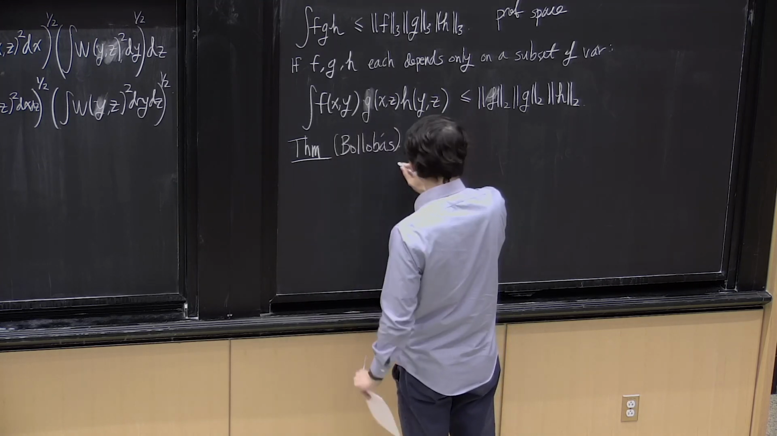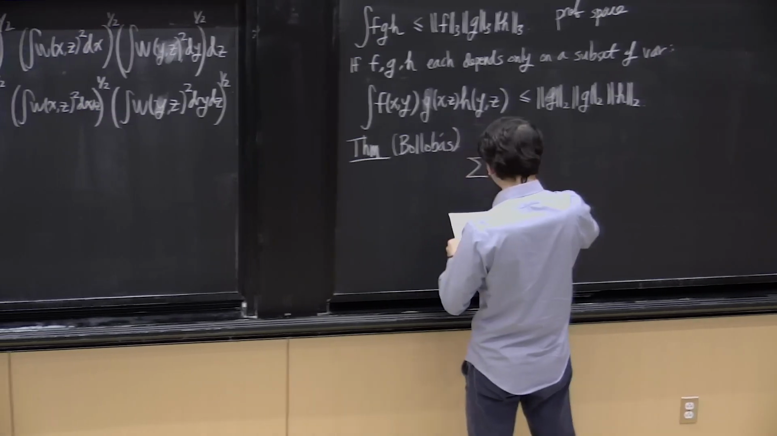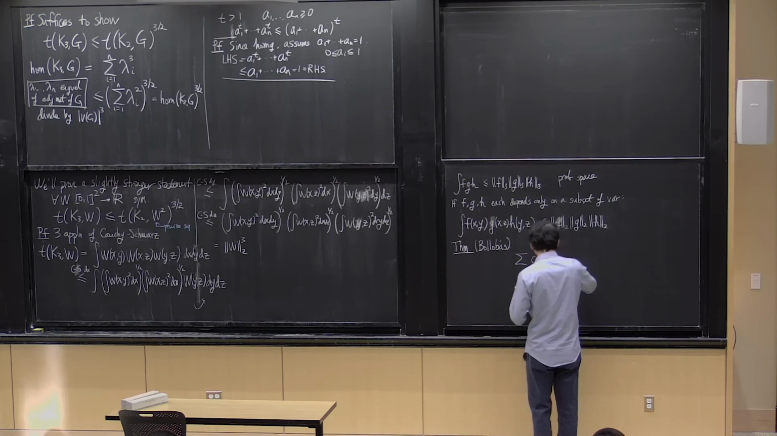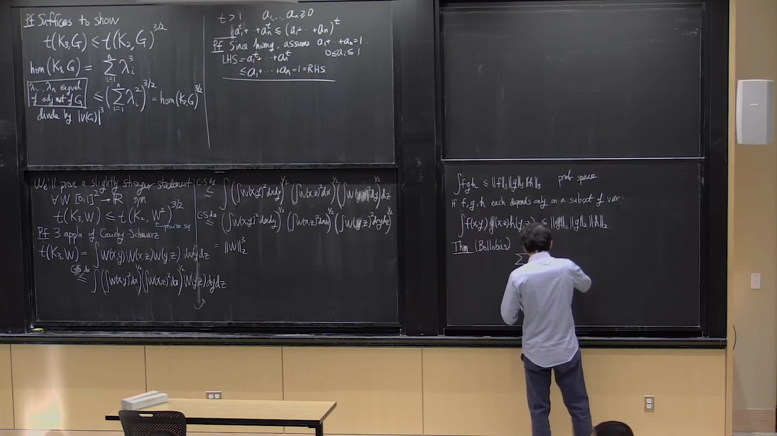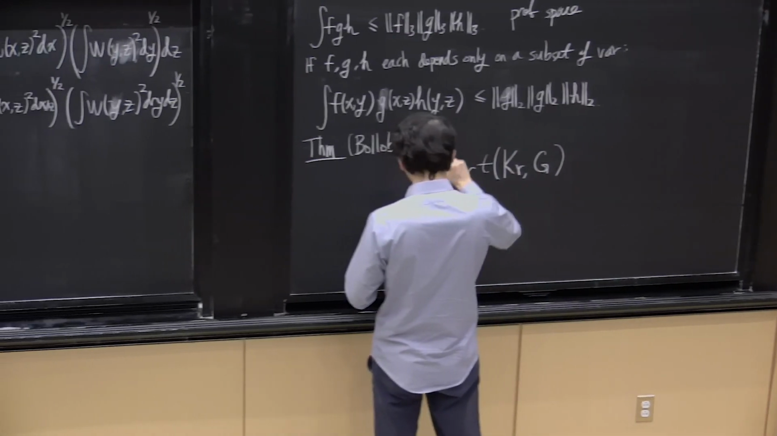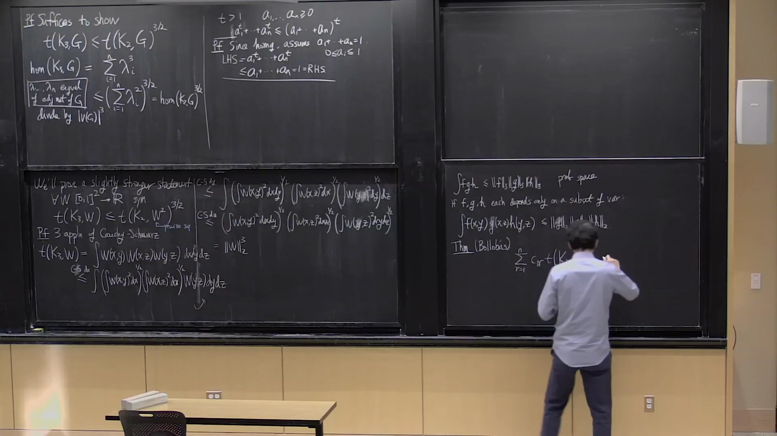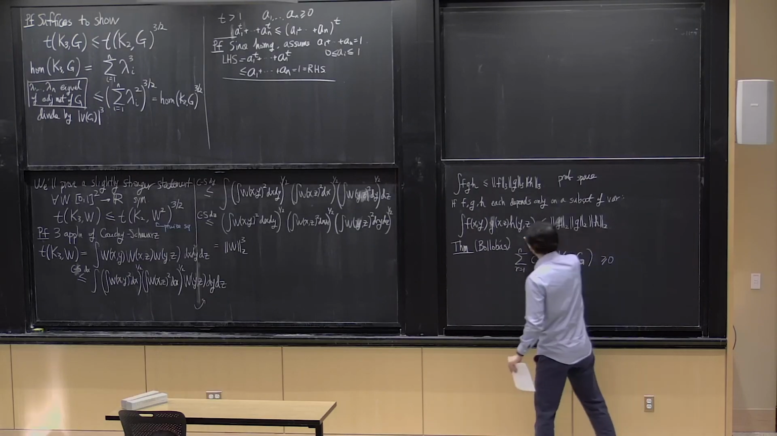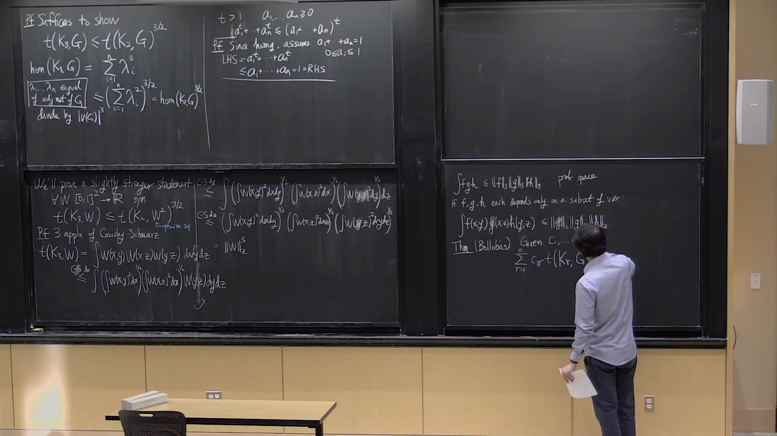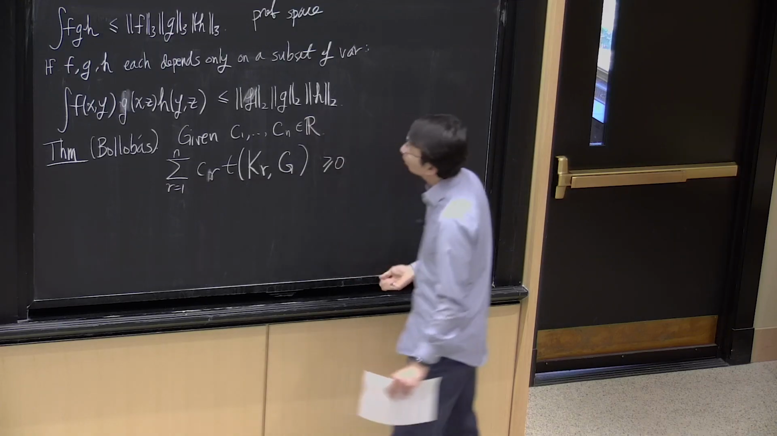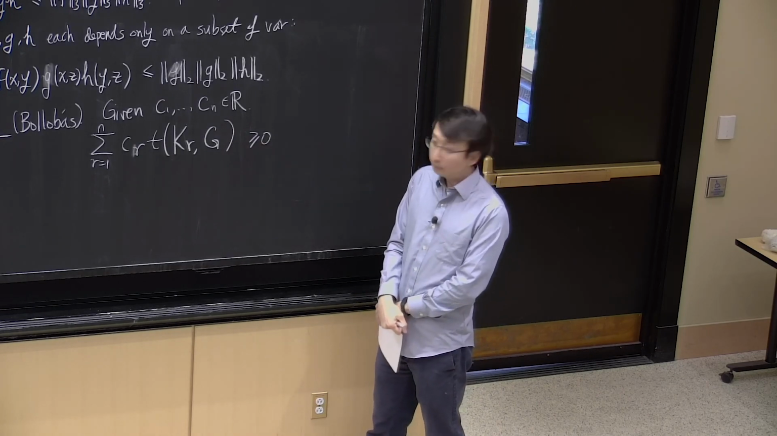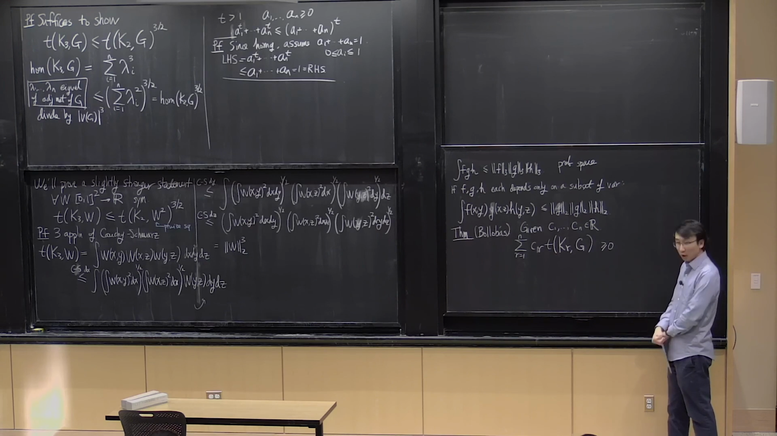I'm interested in an inequality of this form, where I have a bunch of real coefficients and I'm looking at a linear combination of the clique densities. I would like to know if this inequality is true.